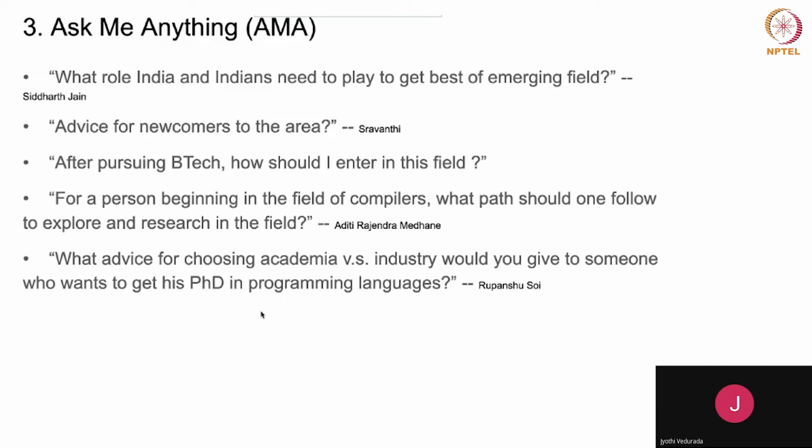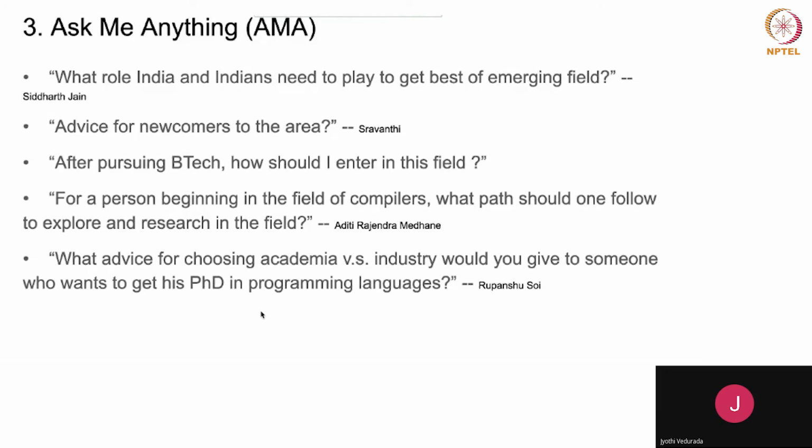The next question is, for a person beginning in the field of compilers, what path should one follow to explore and research in the field? What path, meaning, I could not understand. Aditi, can you please elaborate? What do you mean by this question? Actually, ma'am, it got covered in the last answers. Thank you. Yeah, sure. Thanks, Aditi. Then I'll move on to the next question.